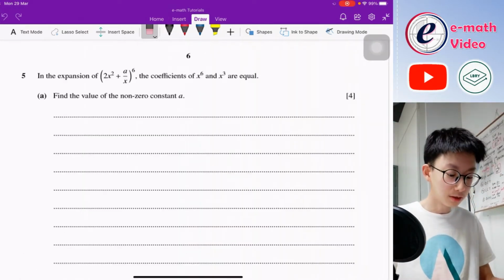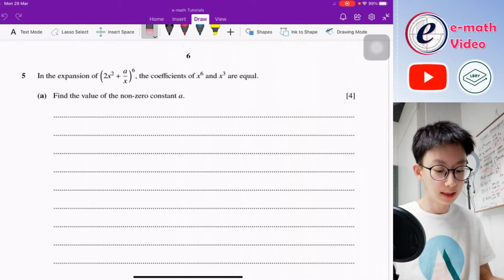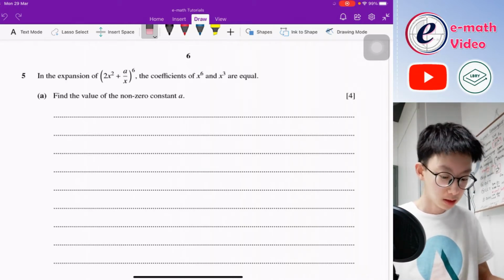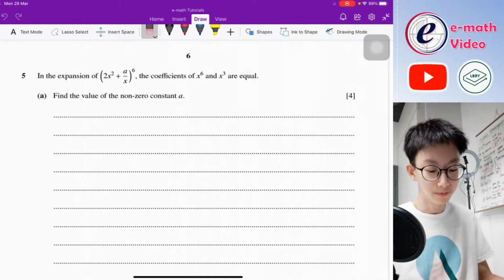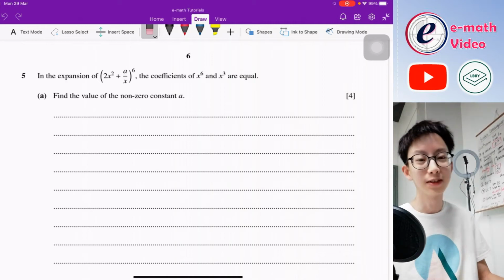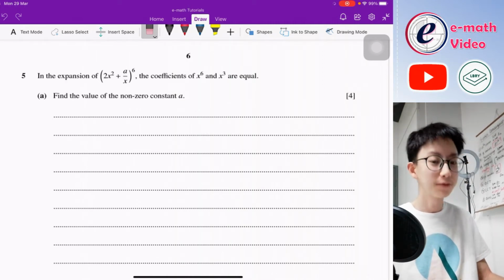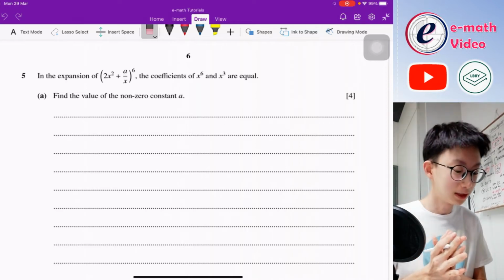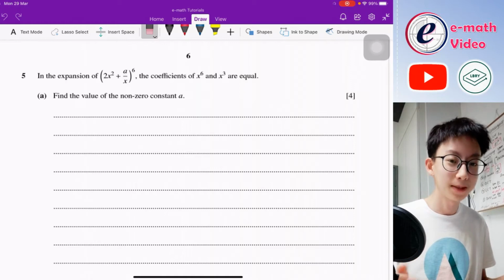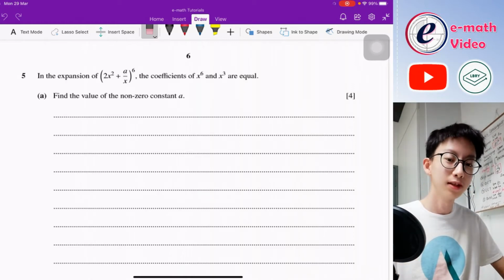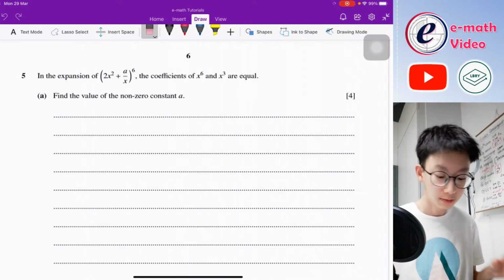Okay. 5. In the expansion of (2x squared plus L over x) to the 6, the coefficient of x to the 6 and x to the third power are equal. Okay, this is a binomial expansion question, right? Unfortunately, this is a topic that I'm not so familiar with, so please forgive me if I can't explain it in very much detail. Okay, so anyway, because it's binomial expansion, I believe that the formulas are given, for binomial series. And wait, let me check.